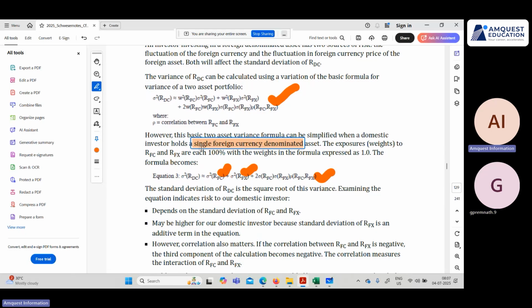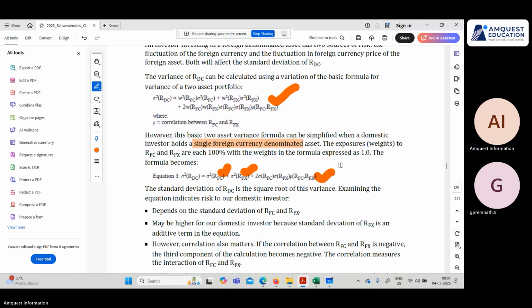So what they're saying is that in that case your weight will be 1, because this is a very generic formula. Let's say you only have exposure to USD. In that case, this equation will turn out to be, keeping the weight as 1, sigma square RFC, sigma square RFX, which is the currency, and then the correlation between the two. Is this clear?